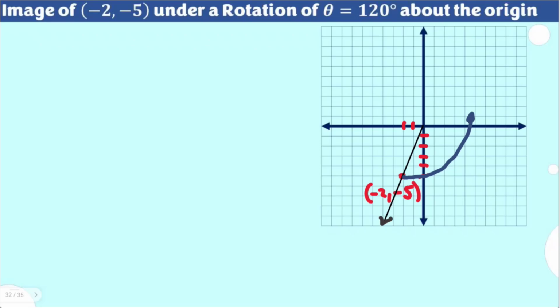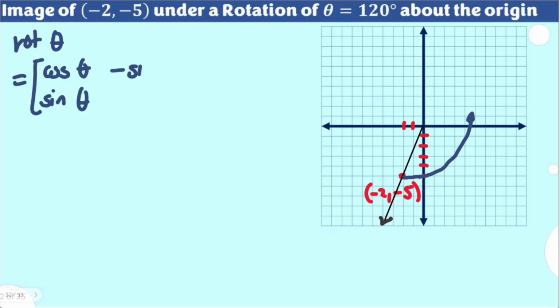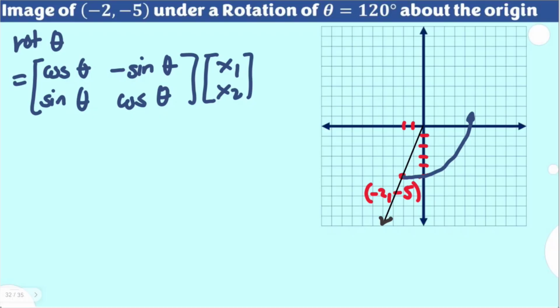In this case, we need to first identify the image using this formula. We have the formula for the rotation by theta: cosine of theta, negative sine of theta, sine of theta, and cosine of theta, to be multiplied with the components of your x. It would be either x sub 1, x sub 2, or simply x and y. So our x here is negative 2 and negative 5 on our initial side, and we're going to determine the terminal side at 120 degree rotation.